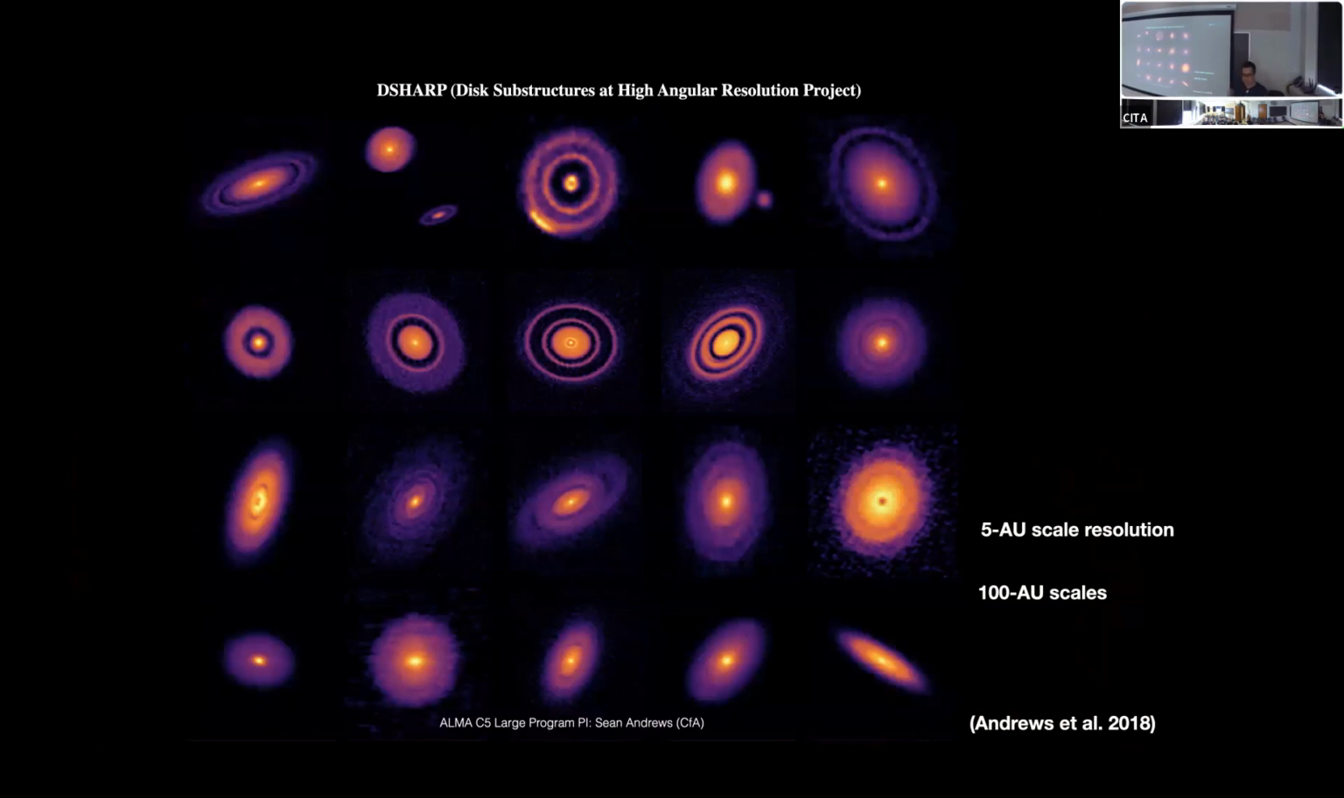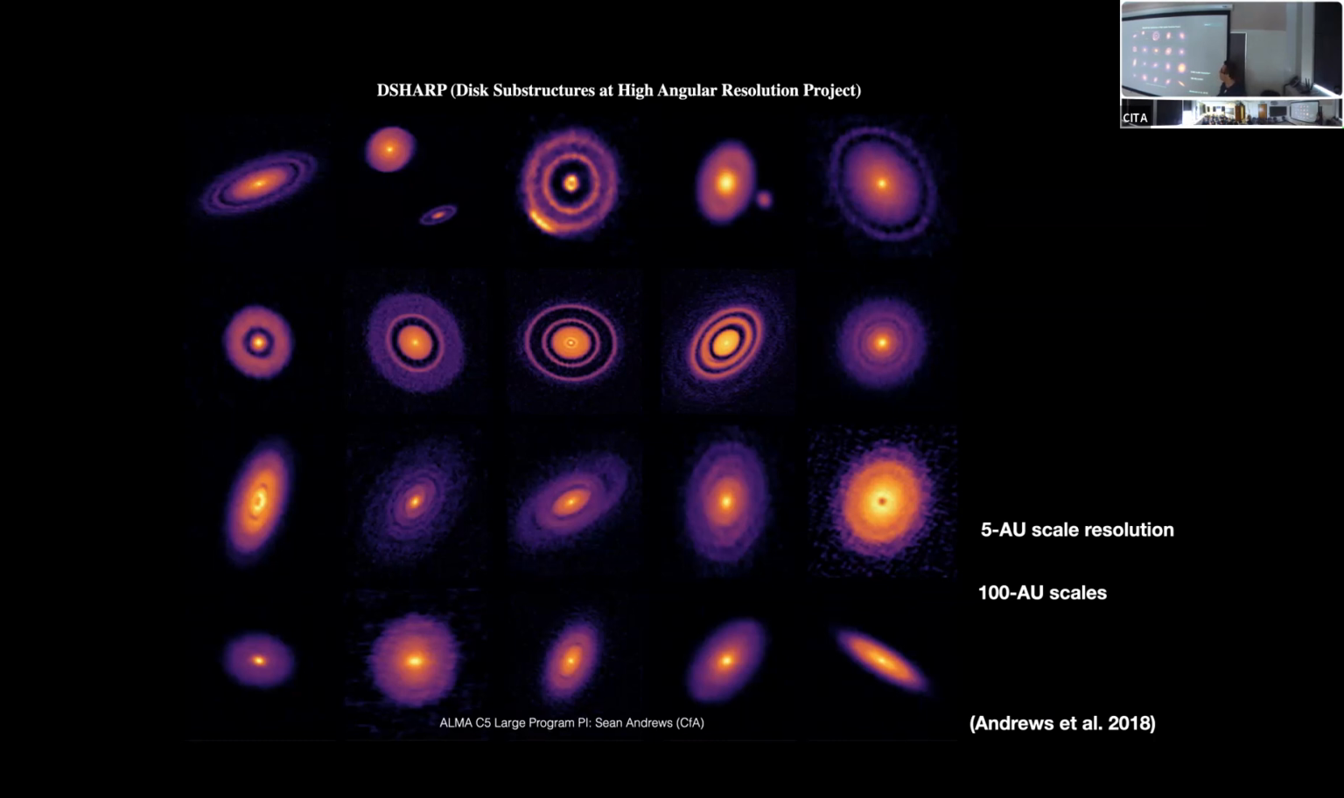Soon after that, there was a large program called DSHARP. The D is substructures at high angular resolution, looking at this at roughly 5 AU resolution. And the overall sizes of the disks are on the order of 100 AU. And you can see non-axisymmetric structures, rings, gaps, in some cases spirals.